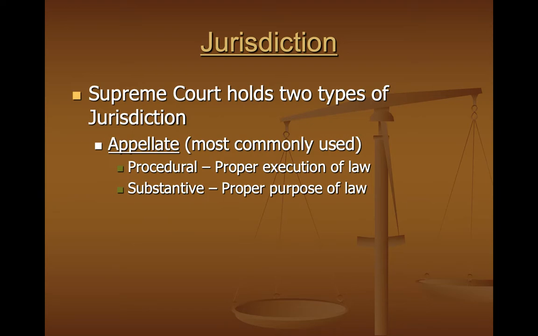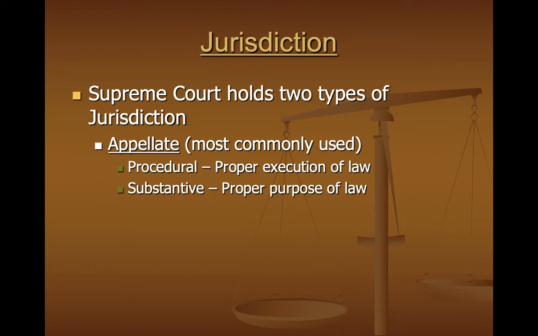This would be things such as how police treat suspects in an arrest situation, whether police have read a suspect their rights, or whether a warrant was properly executed to search someone's property. All of those would be procedural issues dealing with how the law was executed by the people responsible for executing it. The second thing the Supreme Court can look at in an appeals situation is what we call substantive jurisdiction.